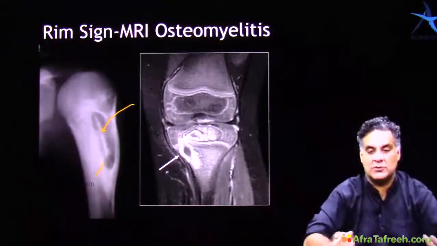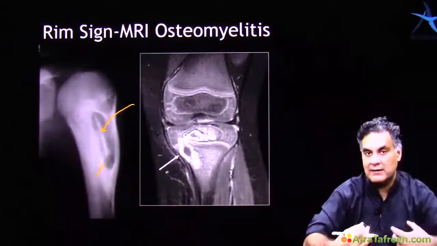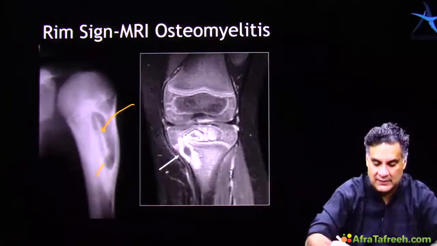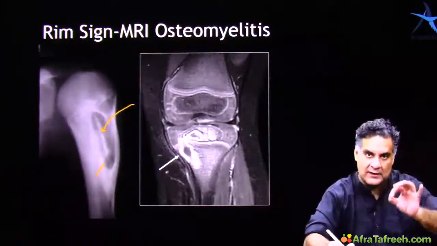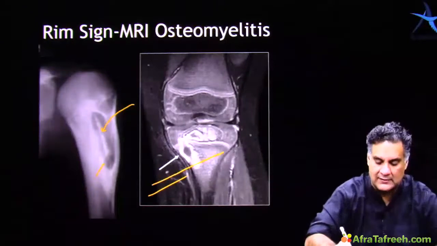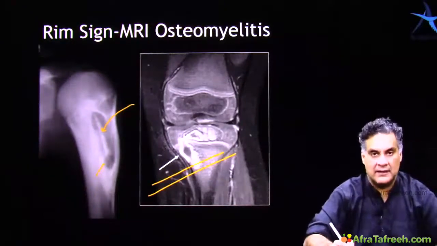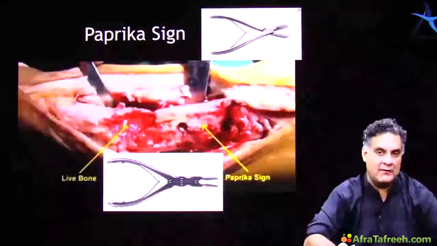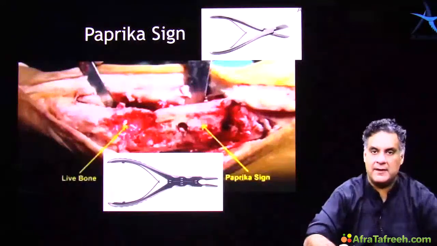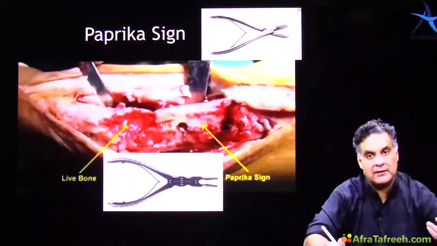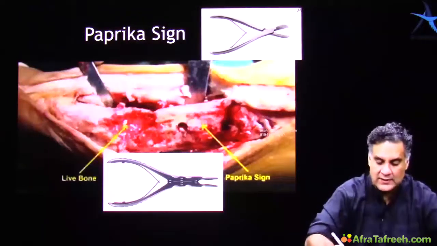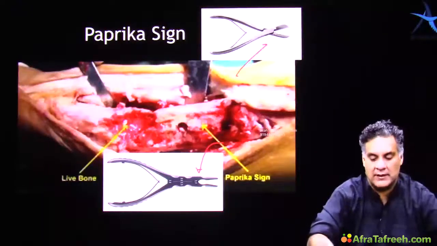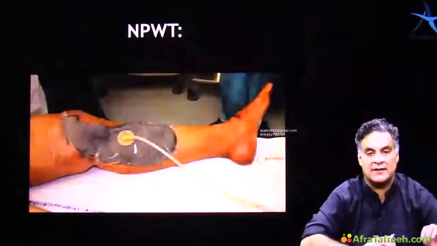Many a time they just show an image, or they can just ask you by labeling is sequestrum or involucrum. And then this surrounding live bone or involucrum creates a rim around the bone called as a rim sign. And when you want to remove the dead bone, there will be a point where the bleeding starts, and that's called as paprika sign. And the instruments which are shown here, you can see the bone nibbler and a bone cutter, and bone nibbler has been asked multiple times in the exams.